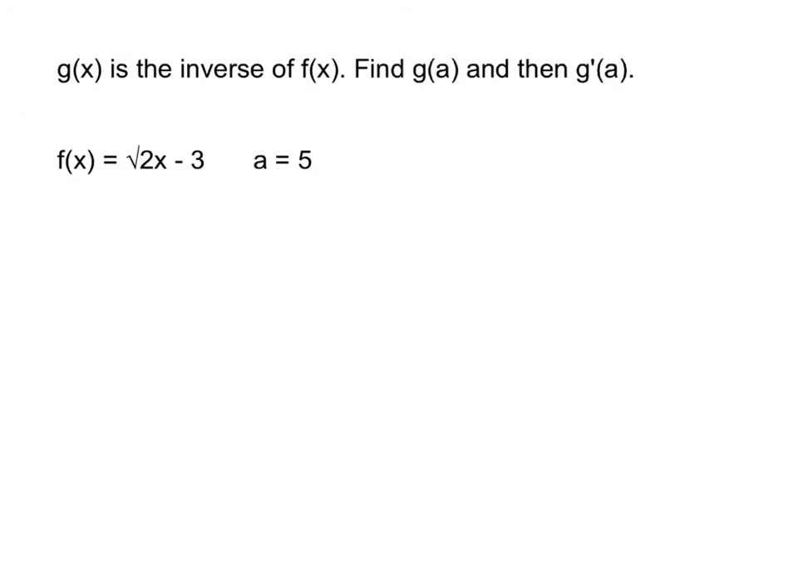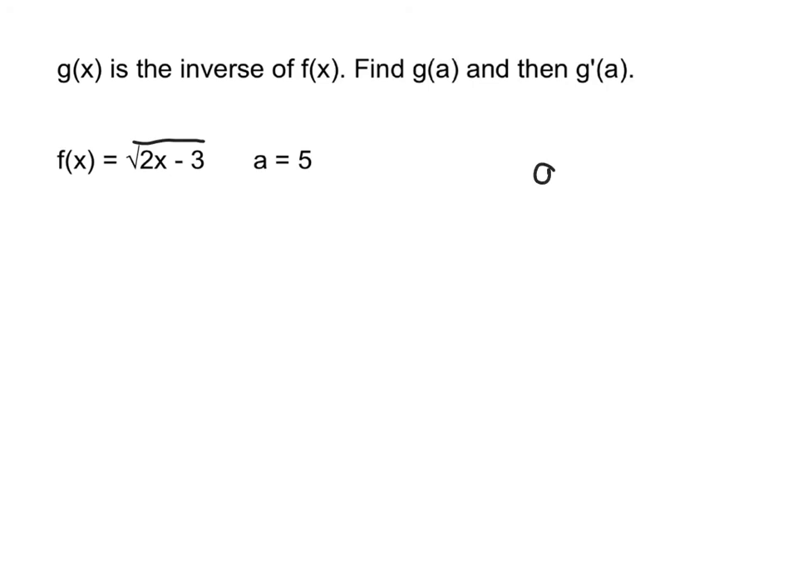So in this final example, g of x is declared to be the inverse of f of x to simplify the notation. I want you to find g of a and then g prime of a. So the inverse at a and the derivative at a. And so then they give us a function. This is the square root of 2x minus 3, and it is all the way across. And then a is equal to 5.